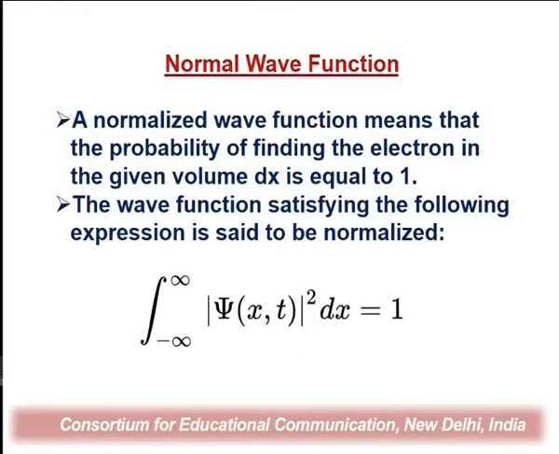This is the mathematical representation of a normalized wave function. A normalized wave function means that the probability of finding the electron in the given volume dx is equal to 1. If you remember, in the last slide we had used the volume d tau. That can also be used, and here when we are saying volume as dx, we will put the value dx. The wave function satisfying the following expression is said to be normalized: the integral of psi square dx from minus infinity to plus infinity is equal to 1.